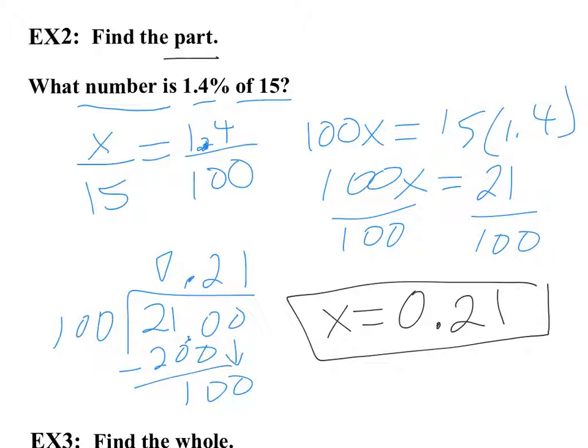Now we have to understand why it's such a small number. It's because it is a part of the 15 total. And if you really think about it, 1.4%, that is a very small percentage, so we should end up with a very small value.